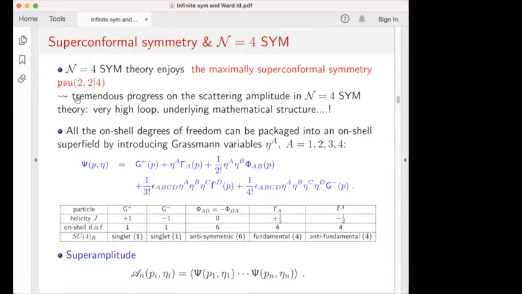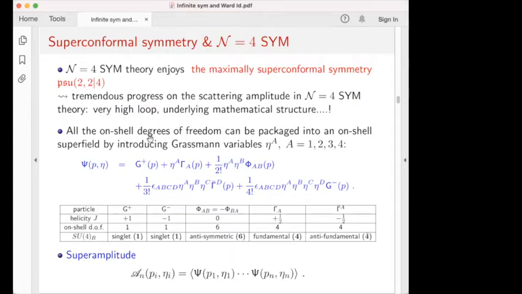And in the past two decades, people have made tremendous progress on the scattering amplitudes of N=4 super-Yang-Mills. So we have computed the amplitudes up to a very high loop order, and we have also found a lot of underlying mathematical structure. For this N=4 super-Yang-Mills, there are a lot of degrees of freedom. In particular, for the consideration of scattering amplitudes, we need to study the on-shell degrees of freedom.